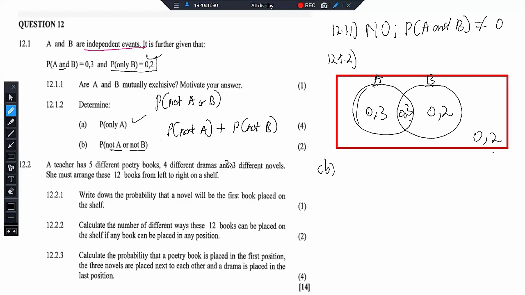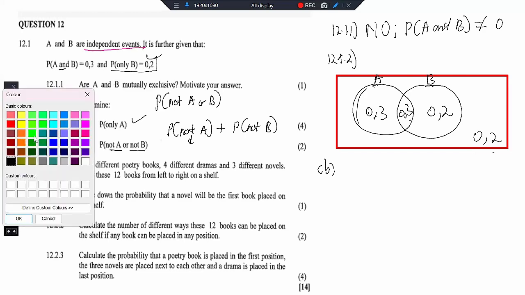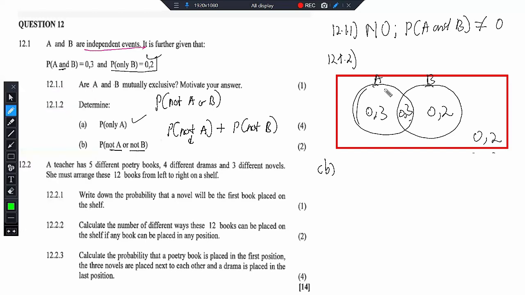So in solving B, we break it down to probability of not A and probability of not B. If we have to focus on probability of not A, that means we have to shade off A. So not A, that means we don't want A. So let's be on the mission of shading off A. So anything to do with A, we don't want.